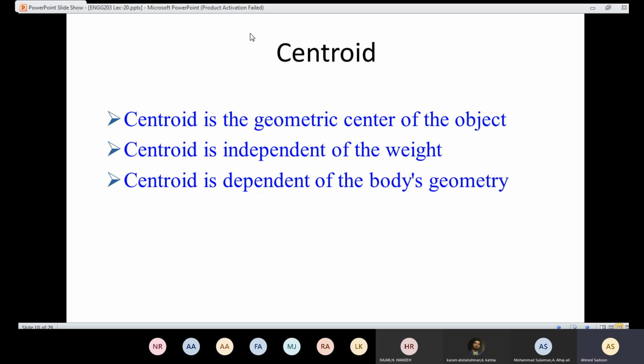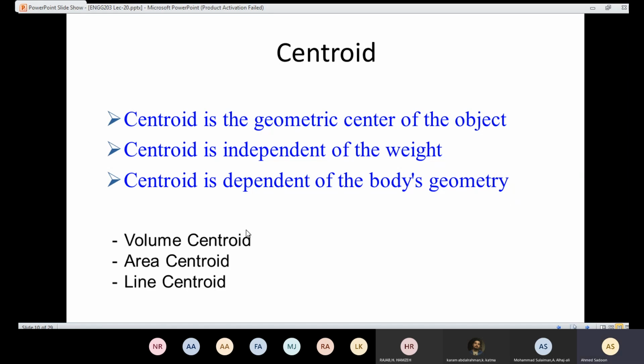When we say centroid, it represents the geometric center. It depends only on the geometry, which means that it depends on the height, the width, and so on. It has nothing to do with the weight. So the centroid is independent of the weight. It only depends on the body geometry. So when we say determine the centroid, that means the weight has nothing to do with it. It depends only on the geometry. And we have the volume centroid, the area centroid, and the line centroid. All of these centroids are independent of the weight. They only depend on the body geometry.